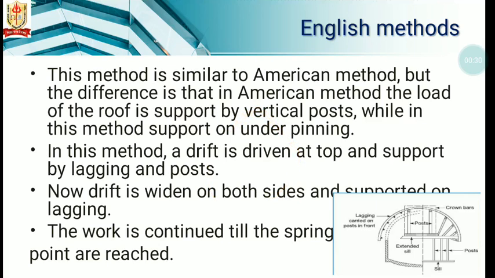Next method is English method. This method is similar to the American method, but the difference is that in the American method the load of the roof is supported by vertical posts, while in this method it is supported on underpinning. In this method, a drift is driven at the top and supported by lagging and posts. Now the drift is widened on both sides and supported on lagging. The work is continued till the spring points are reached.